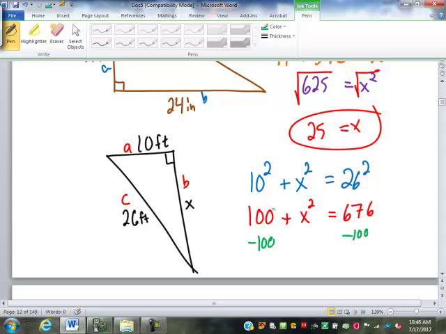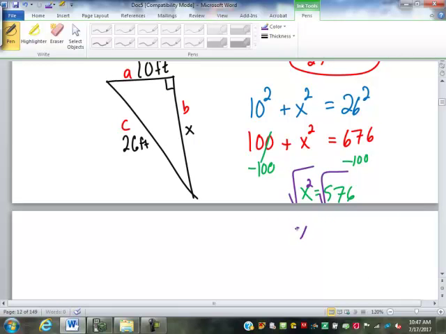Subtract the 100. X squared equals 576, and then got to square root it. So x equals 24. Of course, the units were feet, so that's going to be feet as well. Make sense?